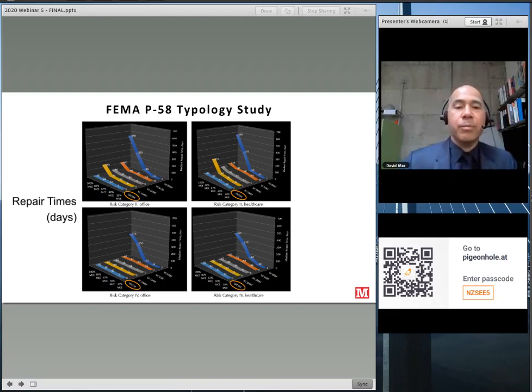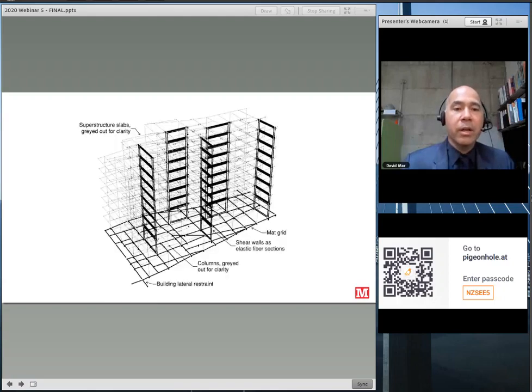It's the best performing building straight out of the gate. I'm only showing you repair times, but if you look at repair cost, you find a similar trend, and displacement times, you find the same trend. So we took the insights from a wall building, said, okay, this gets us part of the way there.